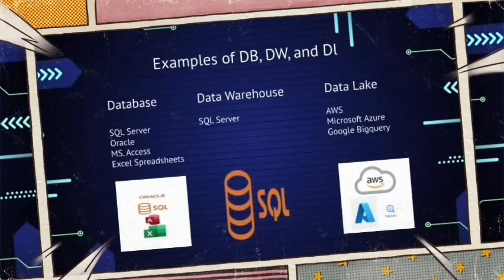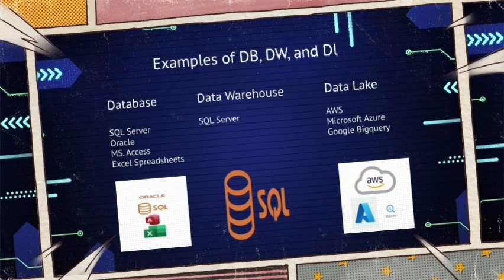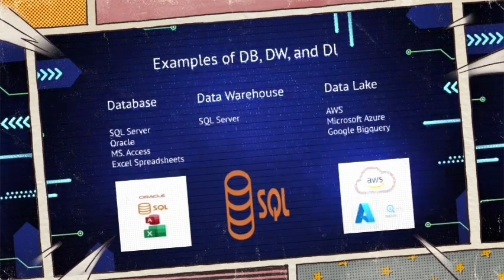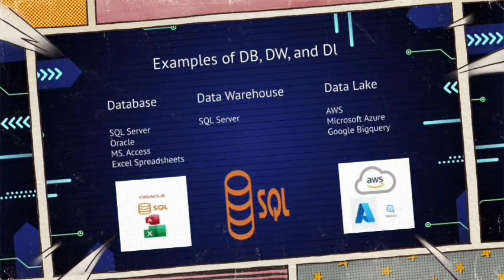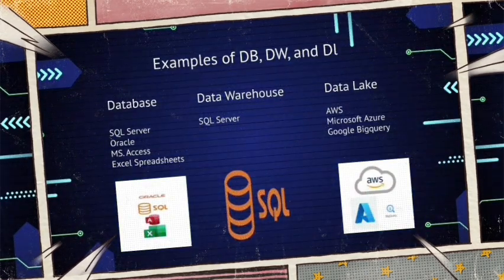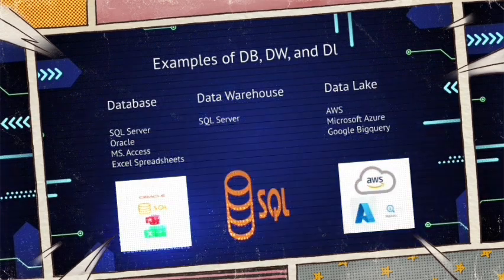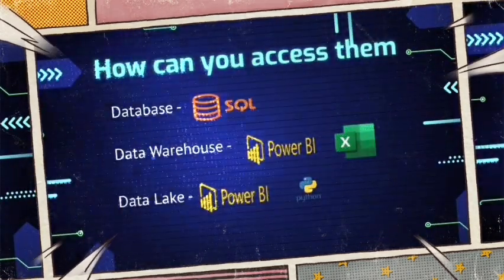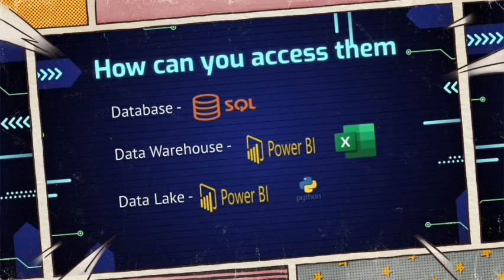Now let's proceed to the examples of database, data warehouse, and data lake. In the database we have SQL Server, Oracle, Microsoft Access, and Excel spreadsheets. And in data warehouse is SQL Server, while in data lake we have AWS, Microsoft Azure, and Google BigQuery. And here are some programs on how you can access them. In database we can use SQL, and in the data warehouse we will use Power BI and Excel spreadsheet. The last is data lake, which we can use Power BI and Python.